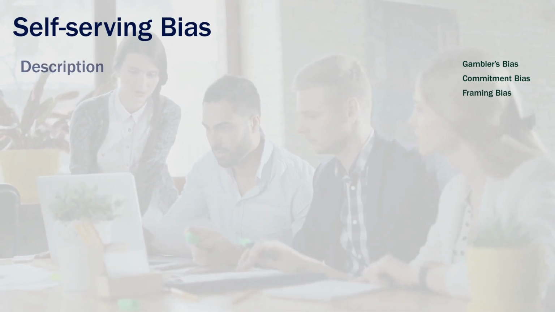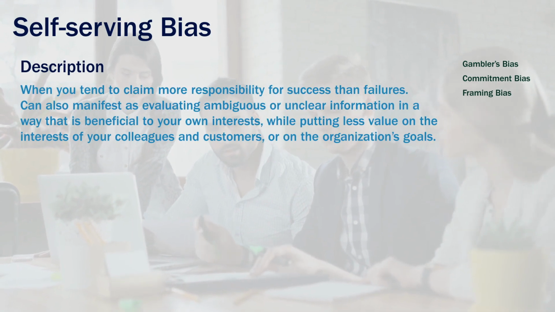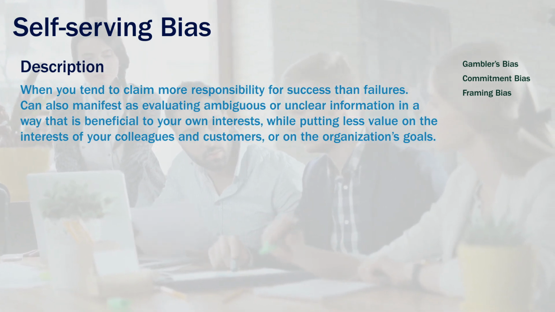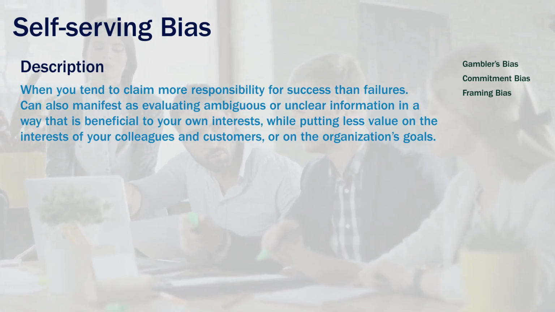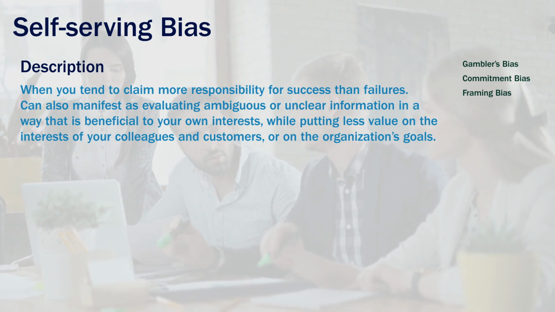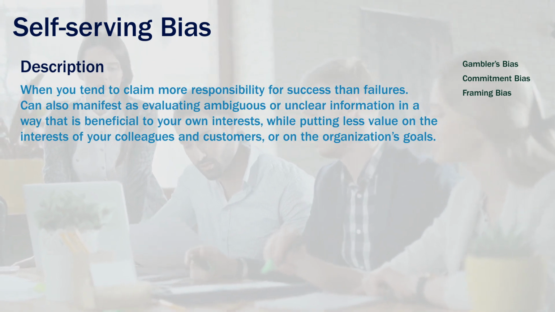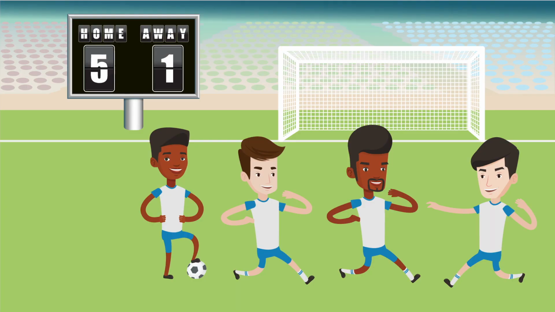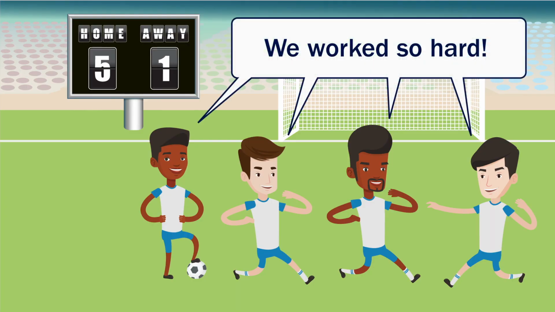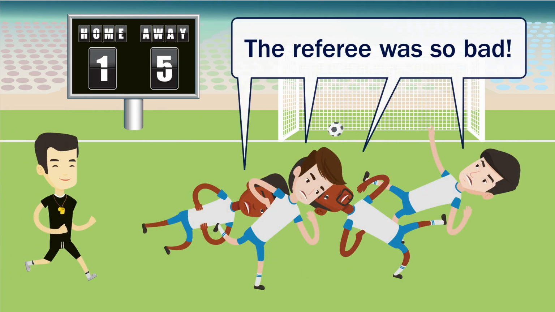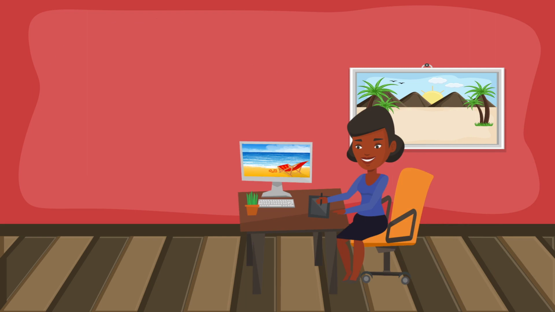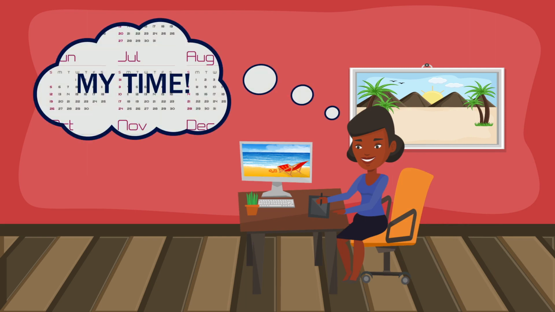Self-serving bias. Description: when you tend to claim more responsibility for successes than failures. Can also manifest as evaluating ambiguous or unclear information in a way that is beneficial to your own interests, while putting less value on the interests of your colleagues and customers, or on the organization's goals. Example: a sports team that attributes winning a game to practice and hard work. When they lose the next game, they blame it on bad referees. Or when you're planning vacation time for your team members, you decide to schedule your own vacation time first without taking the needs of others into consideration.